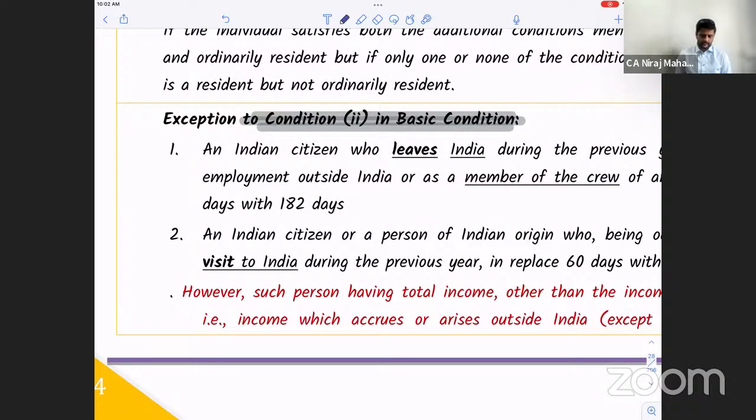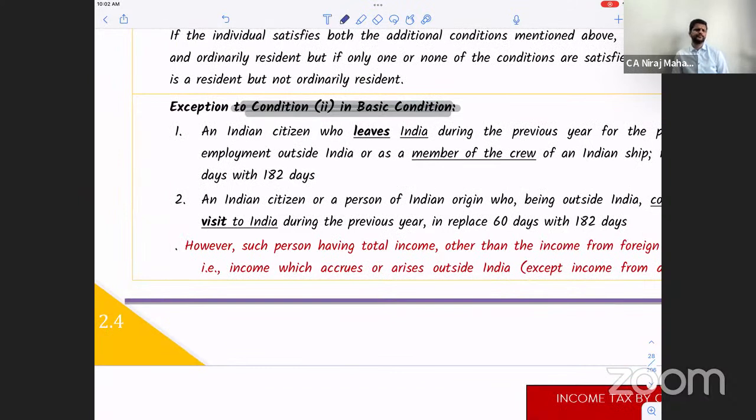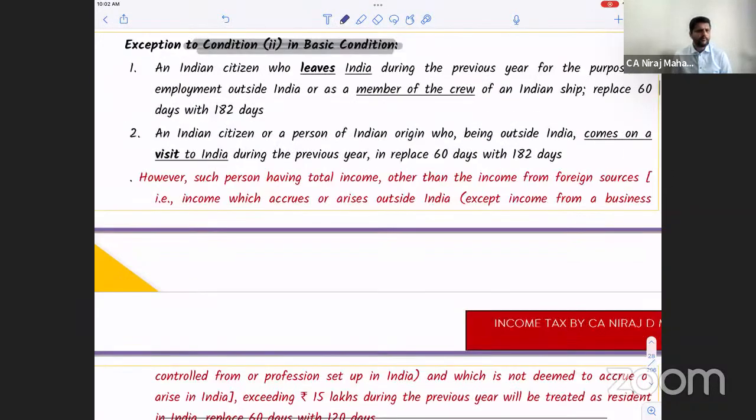Okay, pay attention now. What was my basic condition number 2? 60 days in the current year and 365 days in the last 4 years. Pay attention. Point number 1.